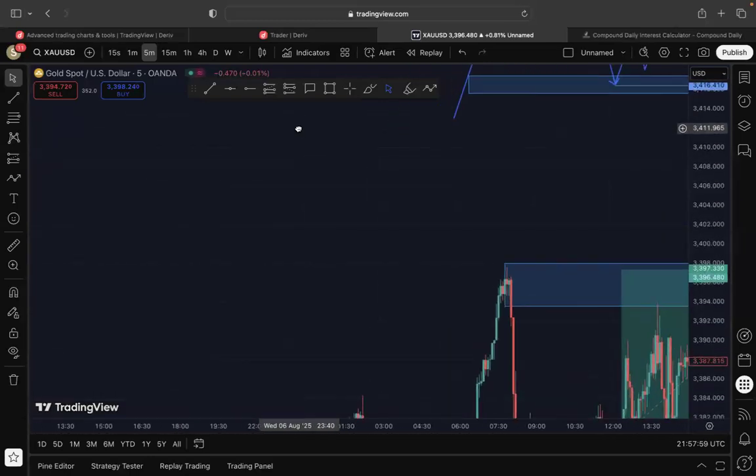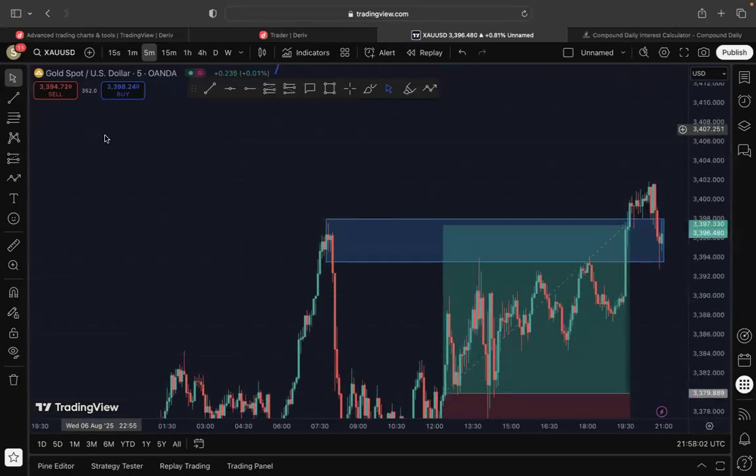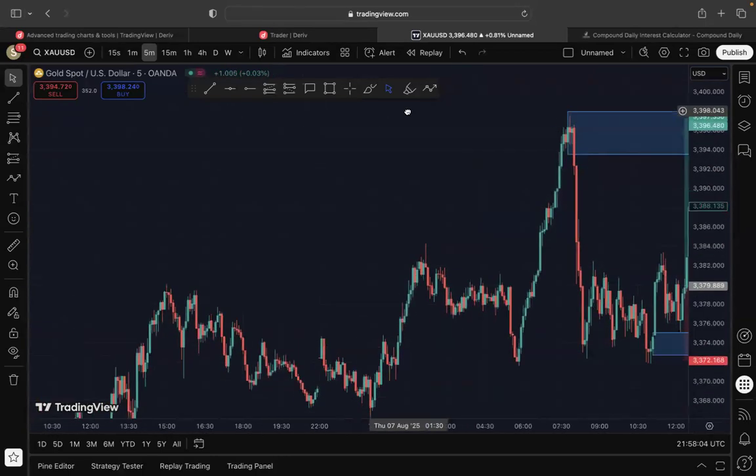Now, not all breakout structures are valid, guys. Now, for us to see a valid breakout structure.